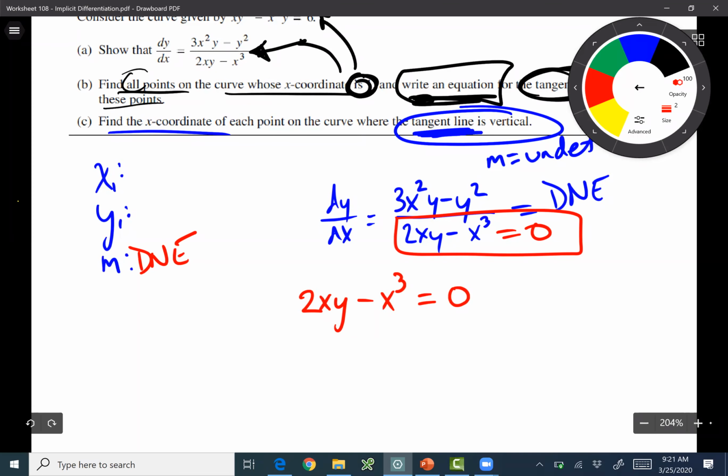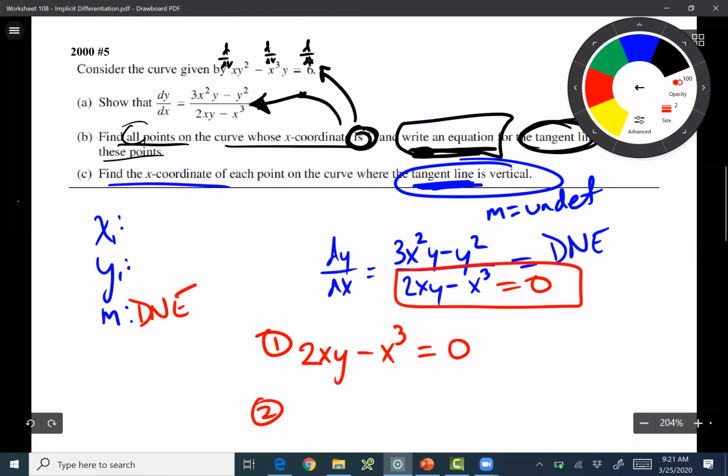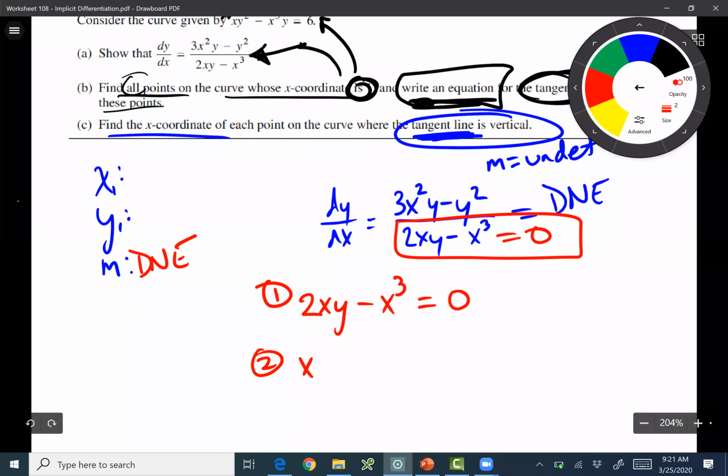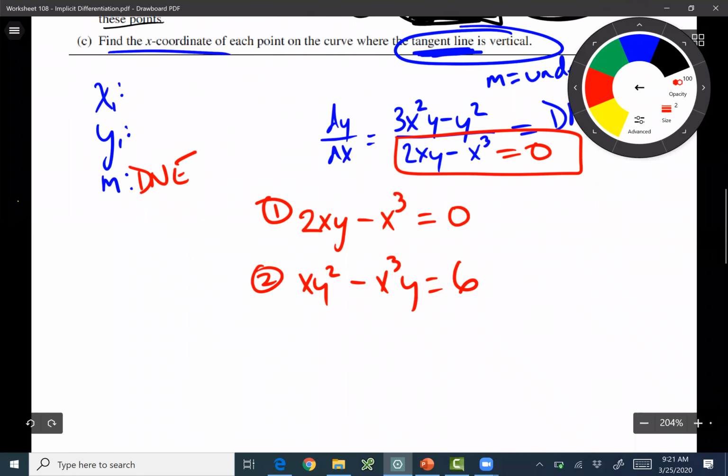Now, this is one equation. I can't do anything with it yet. So we need to use our second equation, which was the original xy squared minus x cubed y equals 6. And this is basically like in math 1, we did these with substitution, elimination, graphing. This is like the calculus version of that. And so we need to pick out what's the easiest variable to solve for.